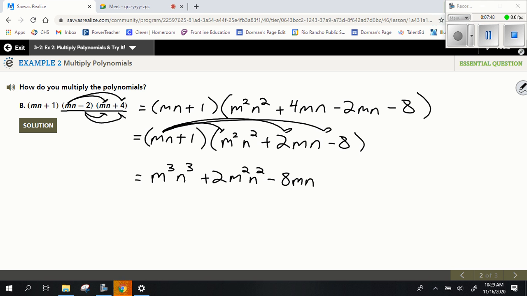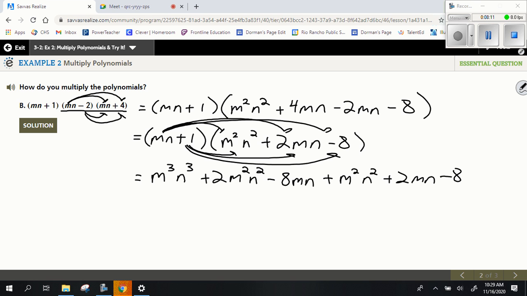Beautiful. Last one. Now let me make sure that the 1 has been multiplied times each of these terms. So 1 times m squared n squared is going to just be m squared n squared, right? Not going to change it. And in fact, multiplying any of these terms by 1 isn't going to change any of them at all. But now we've got our parentheses gone.